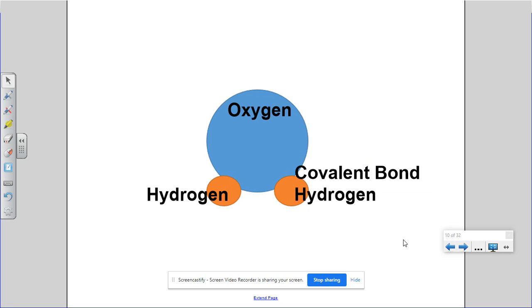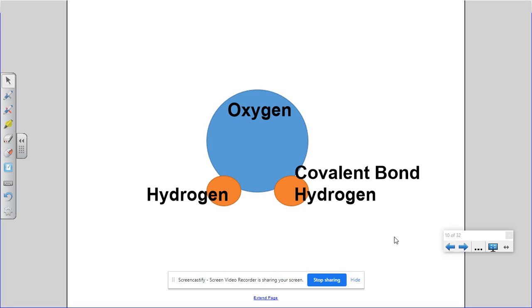Now, there is a covalent bond that connects the oxygen and hydrogen atoms on this side and on this side. Now, you may remember from physical science that a covalent bond is a bond in which electrons are shared. This is a very strong bond. Now, the electrons are shared, but they are not shared equally.